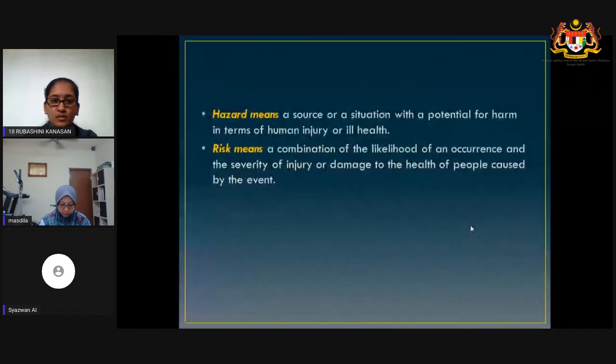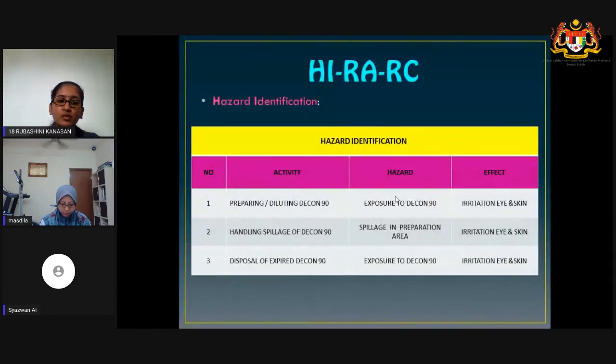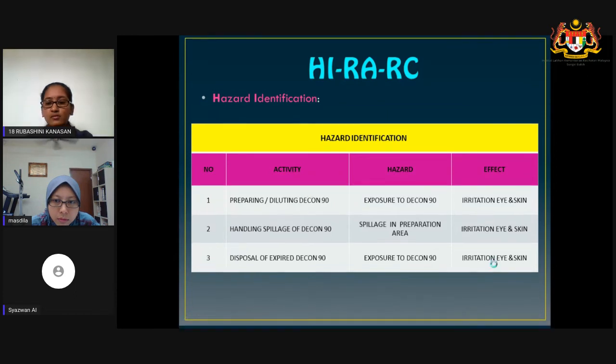Okay, so meaning of hazard and risk. Okay, this is the hierarchy form for Decon 90. Okay, hazard identification. First one, preparing or diluting Decon 90, and the hazard is exposure to the Decon 90. Effect, irritation to eye and skin. Okay, for the handling spillage of Decon 90, if there is a spillage, the hazard is spillage in the preparation area, and effect is the same, irritation to eye and skin. For the disposal of expired Decon 90, same also, exposure to Decon 90, irritation to eye and skin.